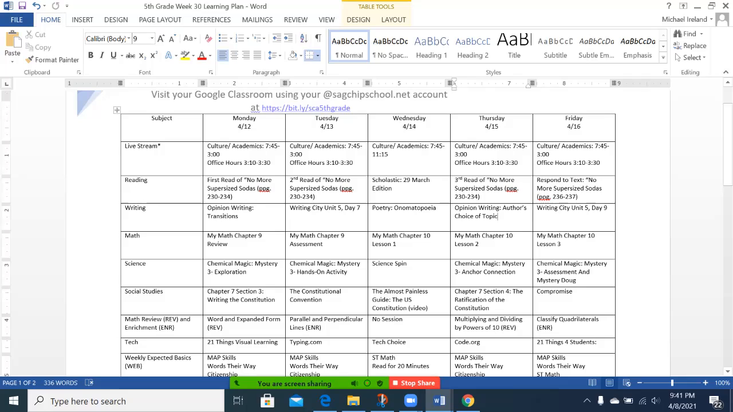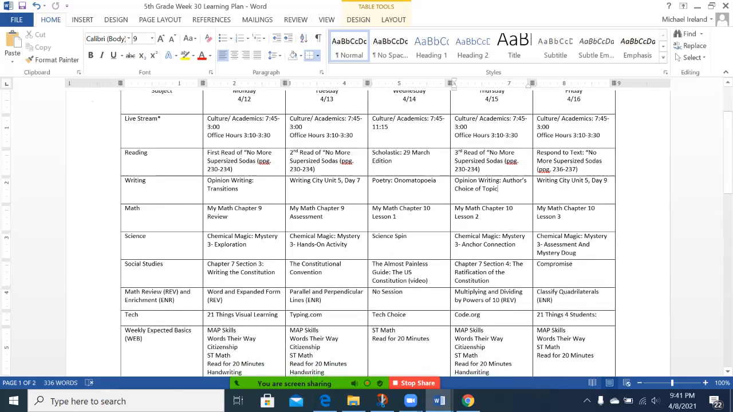Reading this week, we'll be looking at a story called No More Supersized Sodas as we continue in our nonfiction texts and an issue of Scholastic. Writing this week, you're going to see it looks a little different. We have a couple days with opinion writing as we try to spiral around and make sure students are completely ready to take those skills to the next level, aka middle school. A couple days with Writing City, and one day that I call poetry, but it's really those creative writing skills that are useful to them down the road, and we'll be focusing on onomatopoeia. Some of you may know the song of that title, and it may be in your head now like it is mine.